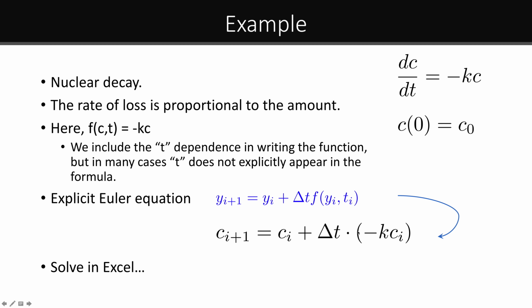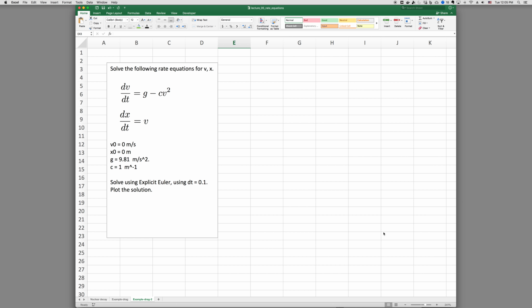So in this case, our right-hand side function is minus kc. So we evaluate minus kc at the point i. Notice that even though we write the function in general terms as y comma t, in this case t doesn't explicitly appear, and that's just fine. Let's go ahead and solve this problem in Excel.